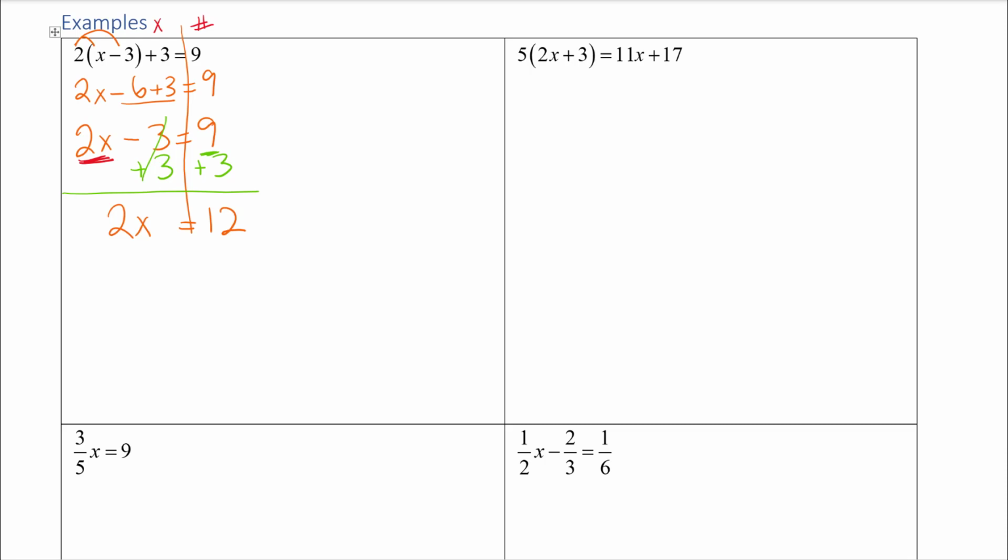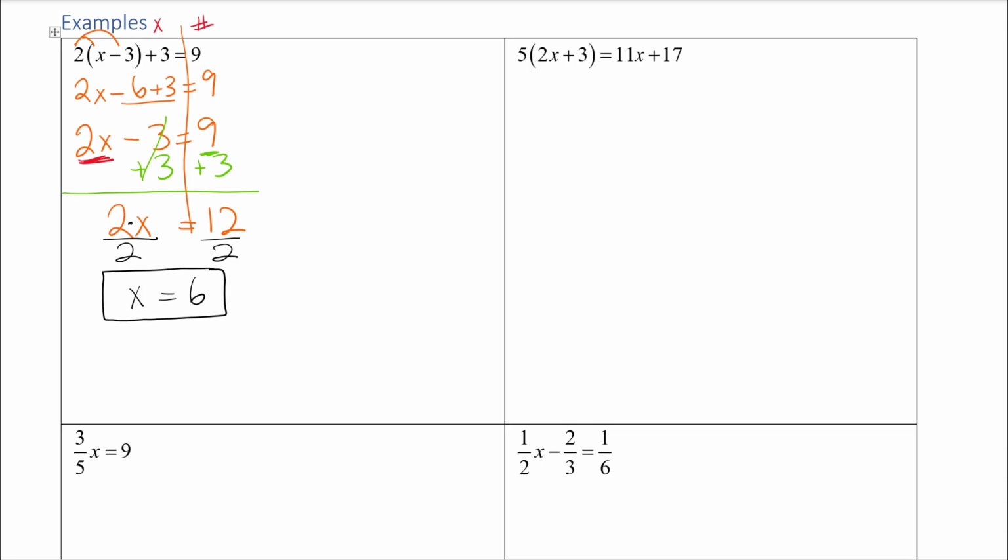And now I want to do step 5. Use the multiplicative property to make the variable's coefficient equal to 1. So I want the 2 times x, I want the x to be all by itself. So to get rid of the 2, I can do its opposite. Because the 2 is being multiplied, the opposite of multiply is divide. So I'm going to divide the left by 2. If I divide the left, I also then have to divide the right by 2. And then I get x is equal to 6.